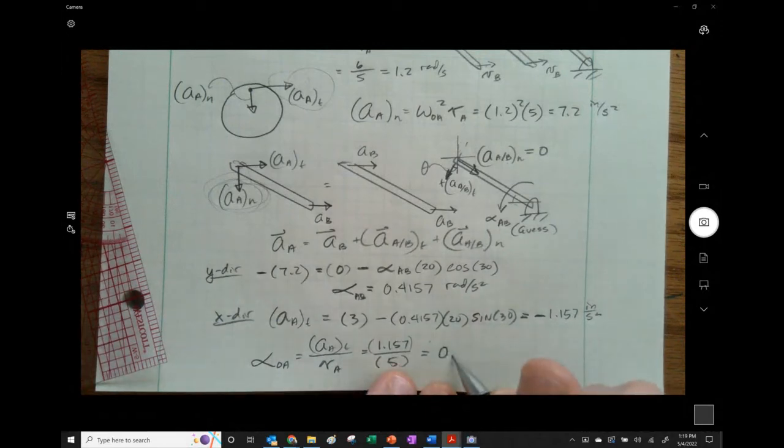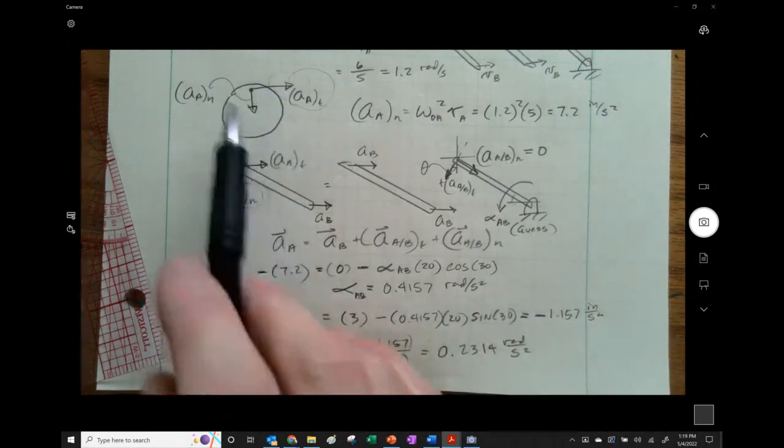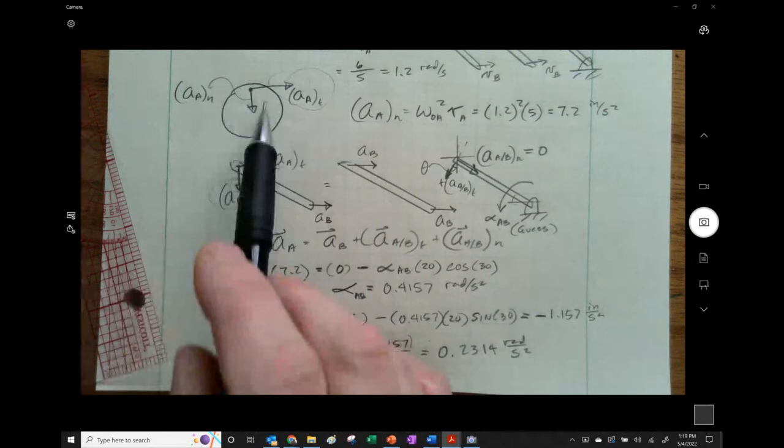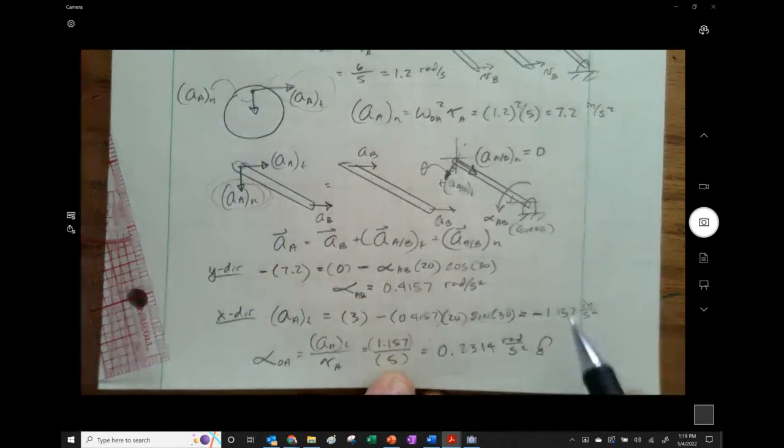And so what we end up getting is 0.2314 radians per second squared. And up here, we drew it to the right. It's actually to the left, which means that it's a counterclockwise rotation.